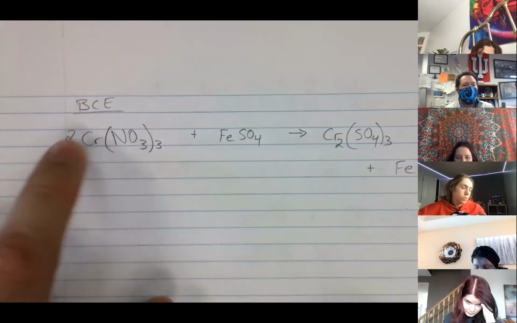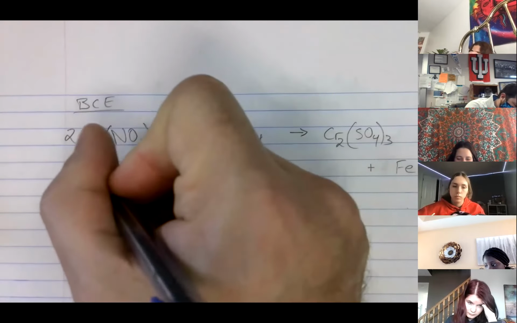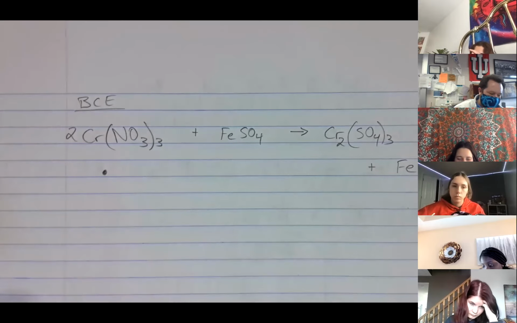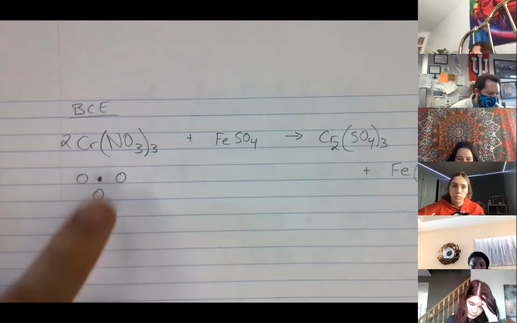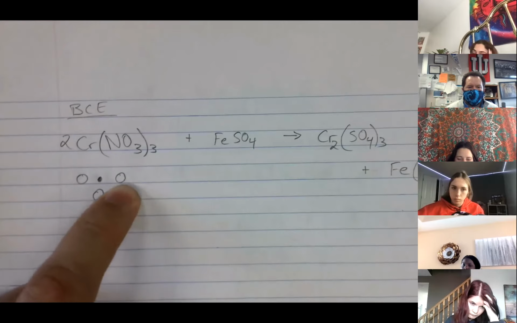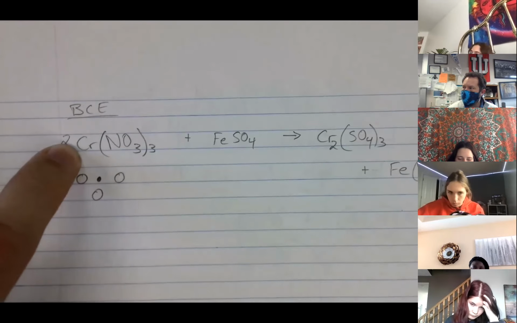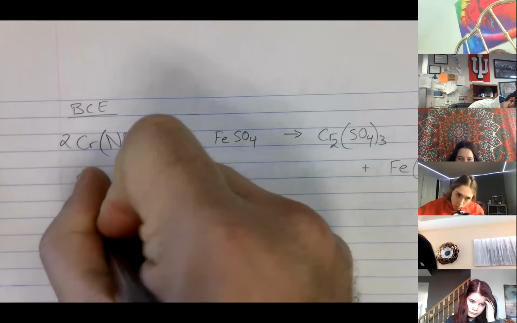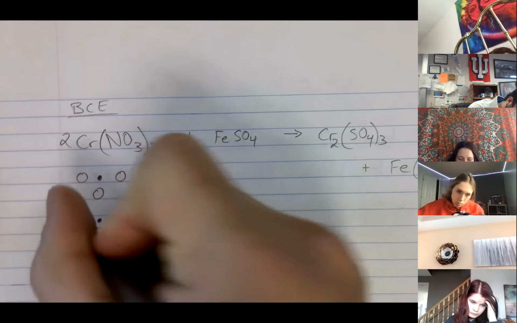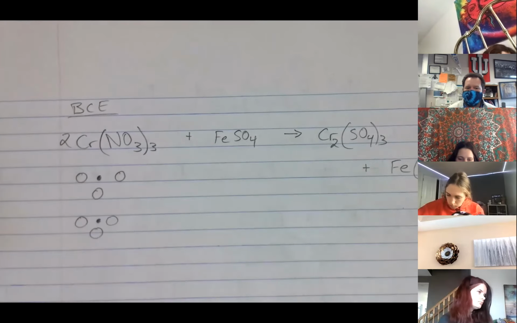3 and 2 of them. Again, if I were to draw this, and I'm going to use symbols this time because I don't want to draw all the ions. Chrome, we'll do with a dark dot. Nitrate, do it with an open circle. That's 3 nitrates per dark dot, right? That's where there's 3 of them per chrome. And then I've got 2 of the whole thing. So I've got a total of 6 nitrates.